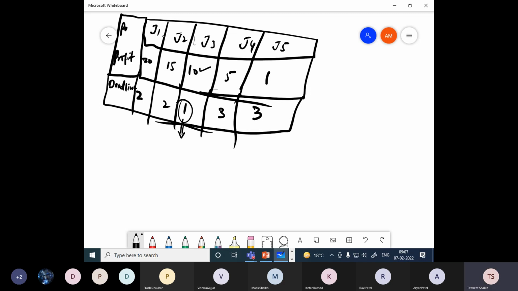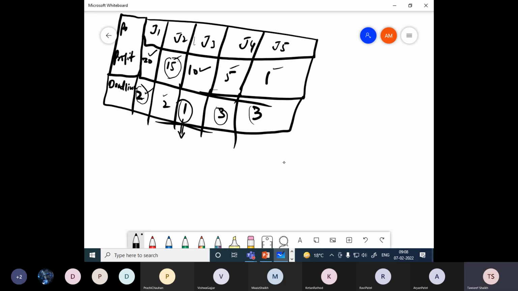These two persons, J1 and J2, tell the typewriter that we can wait for 2 hours. If it takes 2 hours for you to complete our task, we can wait for 2 hours. And this J2 person tells us that if you perform my job, I will wait for 2 hours and I will provide 50 rupees to you. This J1 person tells us that I will also wait for 2 hours, okay, but I will provide 20 rupees for performing my job. Similarly, these two people say that I will wait for 3 hours, and this one says I will pay 5, this one says I will pay only 1 rupee.